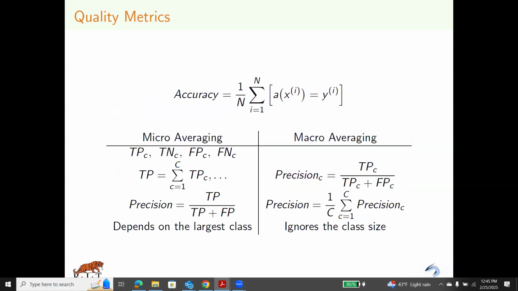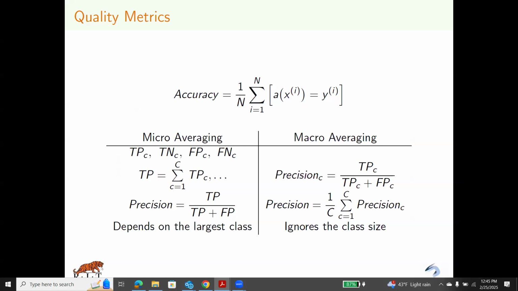Okay, now let's talk about metrics. We know metrics for binary classification: true positive, true negative, false negative, false positive. How to generalize these metrics to the case of multi-class classification? There are 2 approaches. One is called micro-averaging, another is called macro-averaging. Of course, you can use accuracy. Accuracy is just how many correct guesses. It will be unchanged.